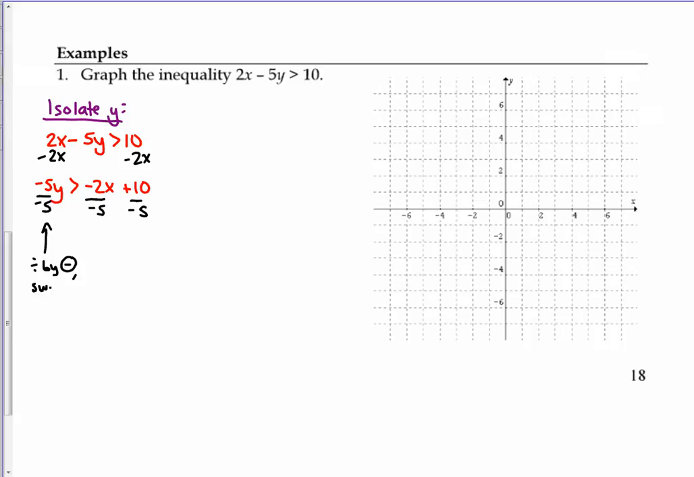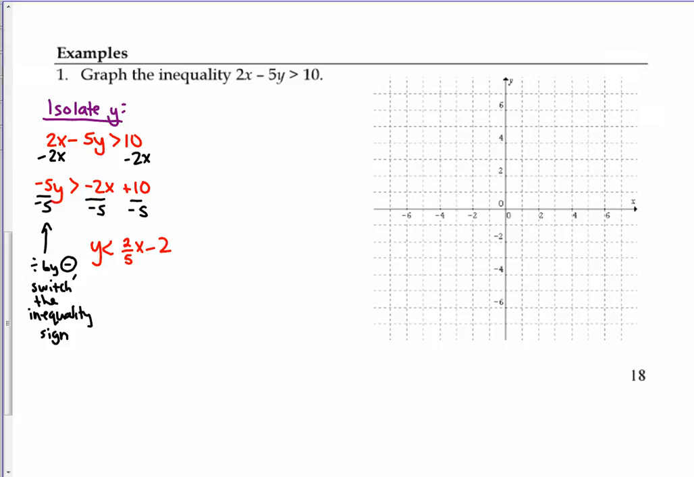We switch the inequality sign. So instead, it's actually y is less than -2 divided by -5, 2 over 5x minus 2. Now, we're actually graphing a boundary line. That's what we want to do, is graph the boundary line.